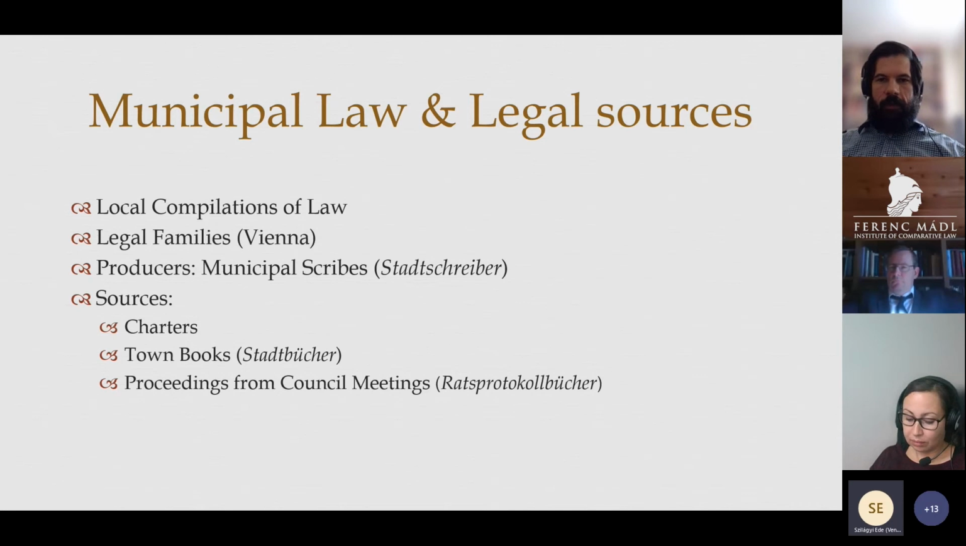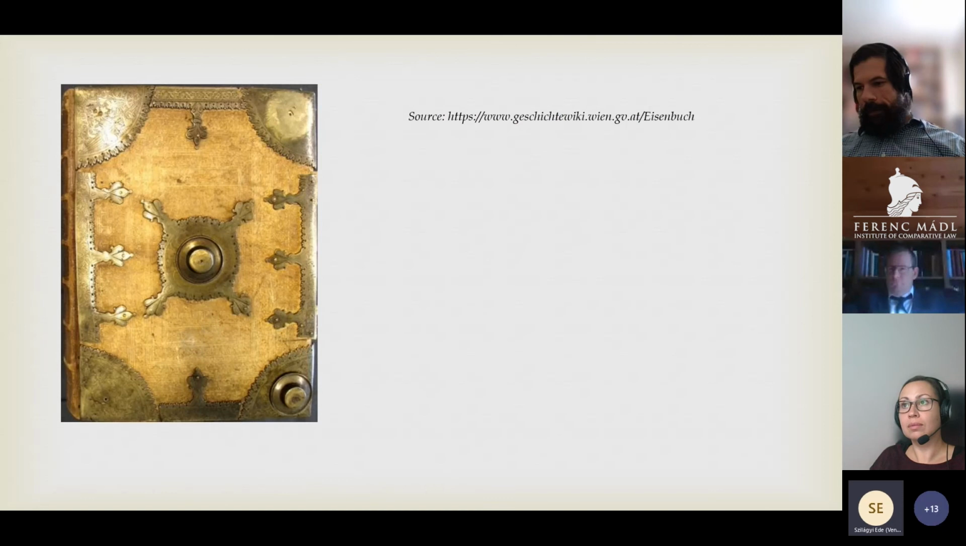be created around 1320. While at the end of the 15th century, town books were often of mixed content, from the 16th century they were gradually being replaced by documents with a specific orientation. At that time, proceedings from council meetings started to play a major role and were therefore recorded separately in the so-called Ratsprotokollbücher. Here on the slide you can see the Eisenbuch with its famous iron cover.